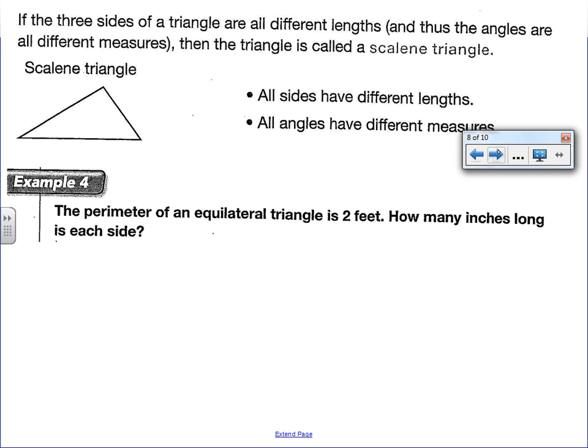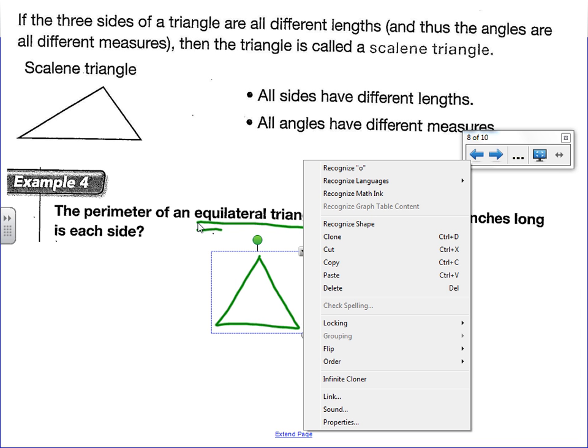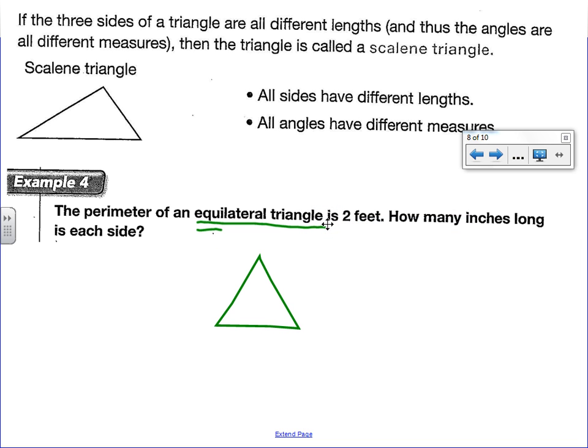Example 4. The perimeter of an equilateral triangle is 2 feet. How many inches long is each side? Well, first of all, an equilateral triangle, equal means that all the sides are equal. So I'm going to draw us a nice triangle here. Okay, so this is my triangle. And I know that all of these sides are the same. And I want to know how many inches long each side is.